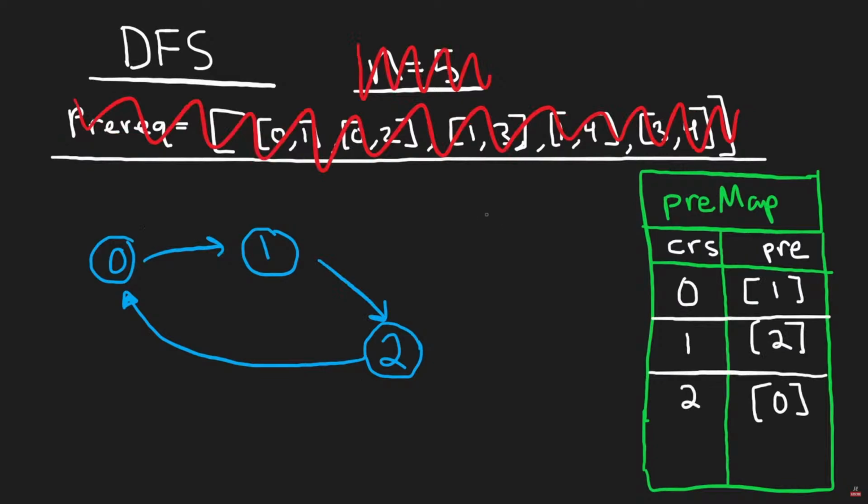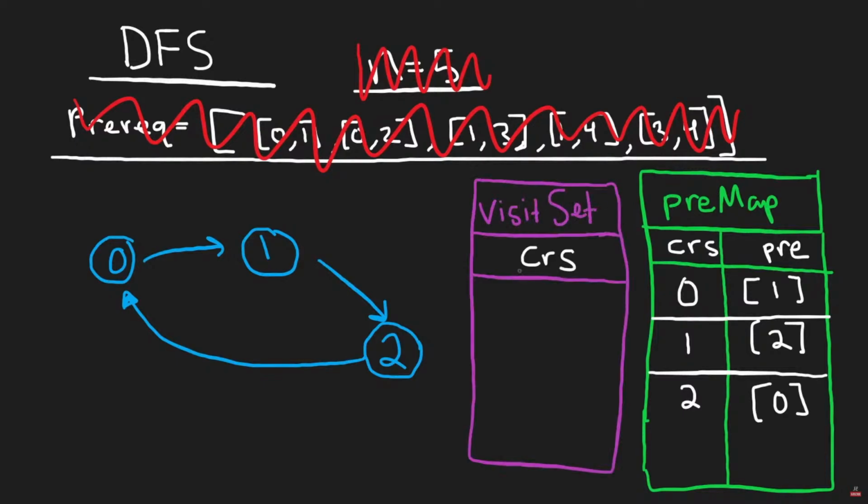So to detect a loop, I'm going to use one last data structure, and it's going to be a set, though I think you could just use an array if you want. I'm going to call it the visit set. And all it's going to contain is the list of courses that we're currently visiting along our depth first search. So let's say we start at 0, then we add 0 to our visit set.